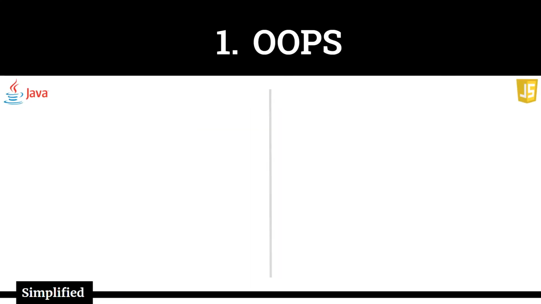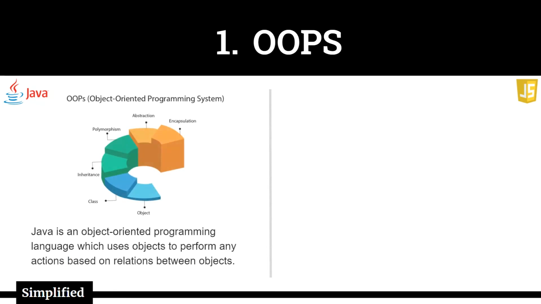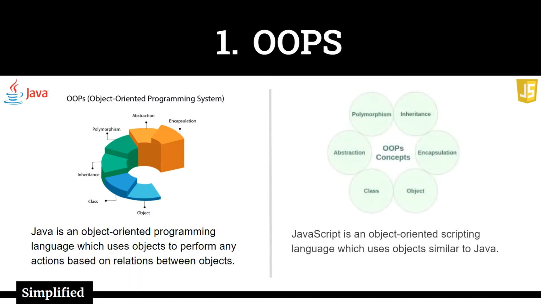First, OOPs. Java is an object-oriented programming language which uses objects to perform any actions based on relations between objects. Whereas JavaScript is an object-oriented scripting language which uses objects similar to Java.